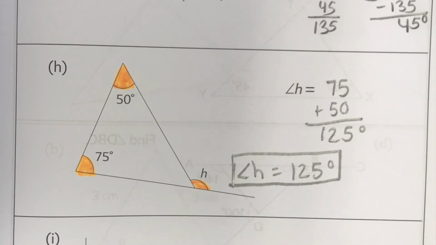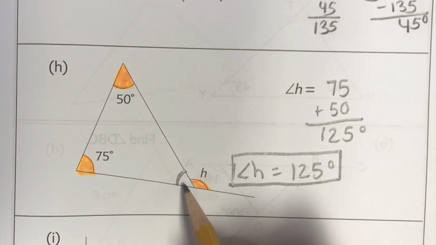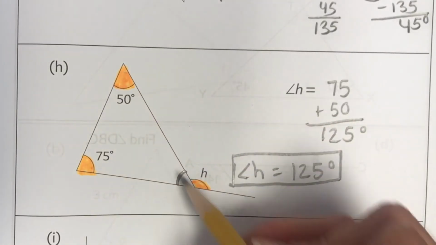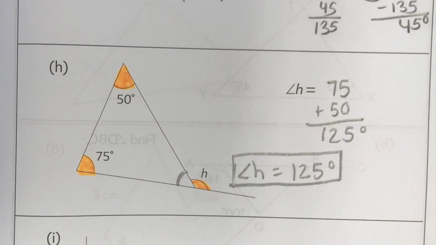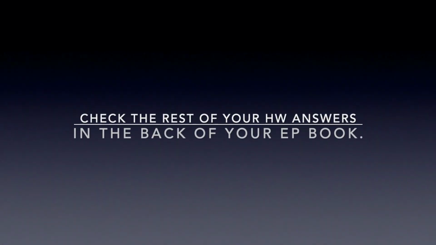That rule works because this angle here is the missing part in both the triangle and the line. The sum of the angles in a triangle equals 180 degrees, and the sum of angles on a line also equal 180 degrees. Okay, those are the ones I wanted to review with you today.